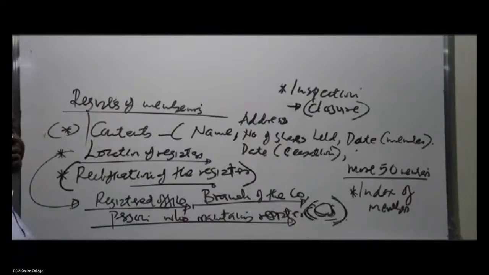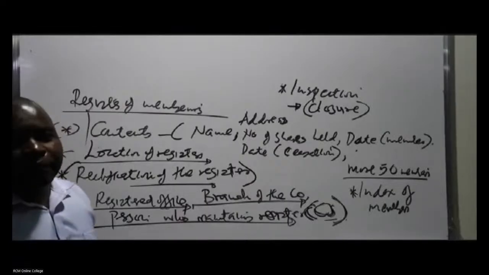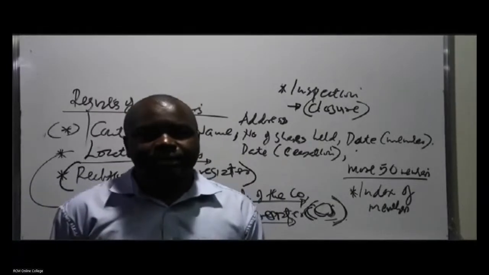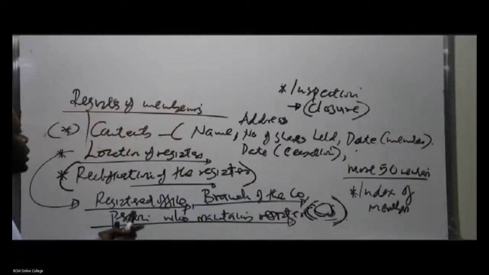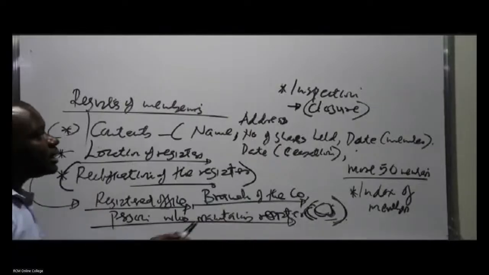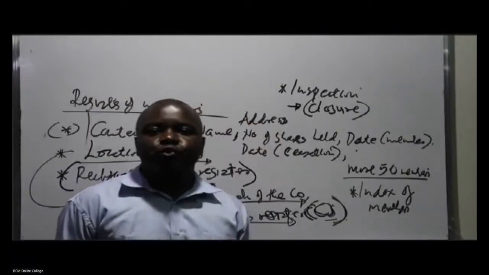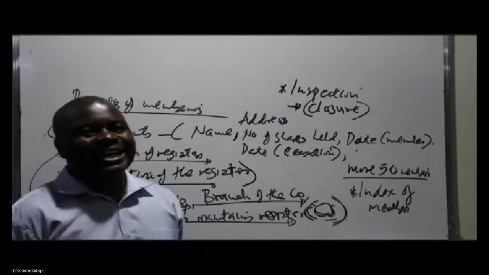Or they can actually call upon you to indicate what the provisions are regarding the register of members as per the Companies Act. So when they say that, talk about the contents, the location, the rectification, and the inspection. What are the provisions with regard to the register of members under the Companies Act?